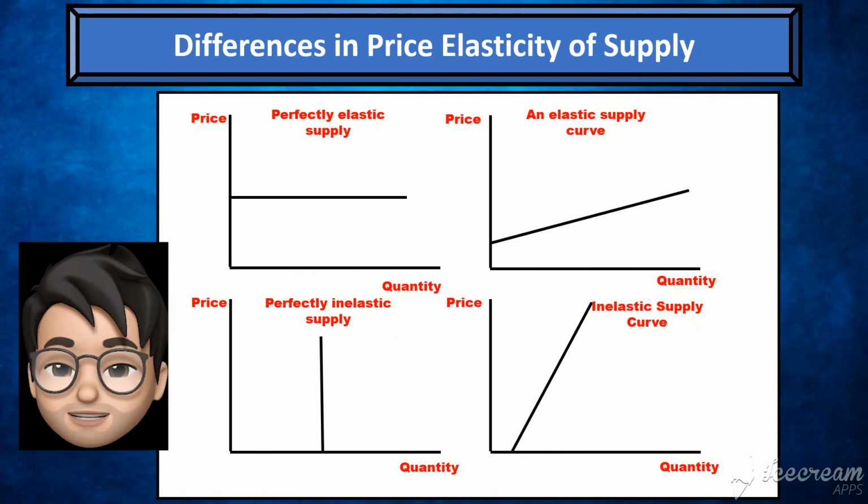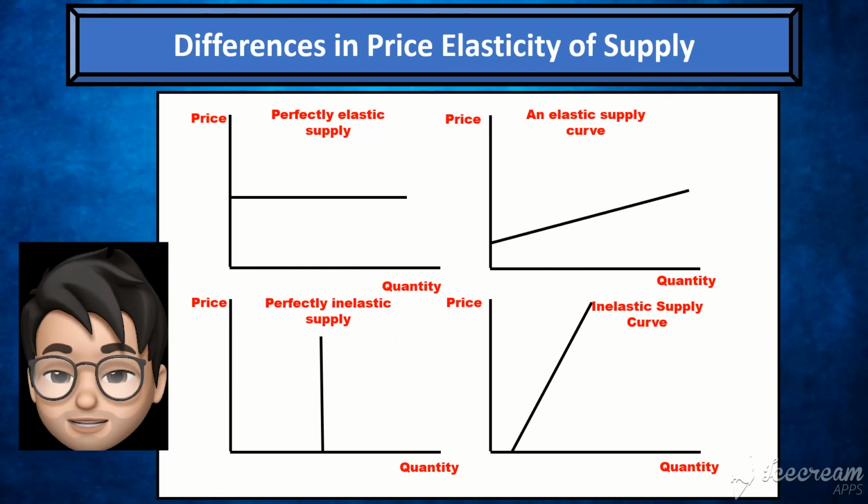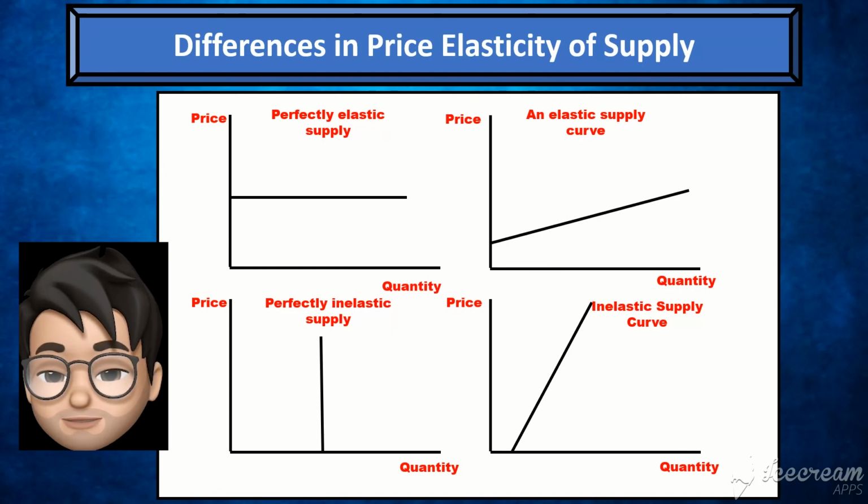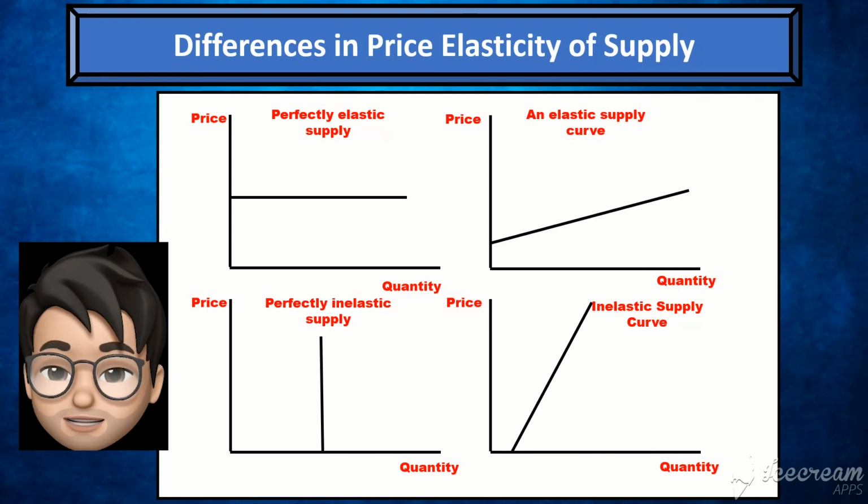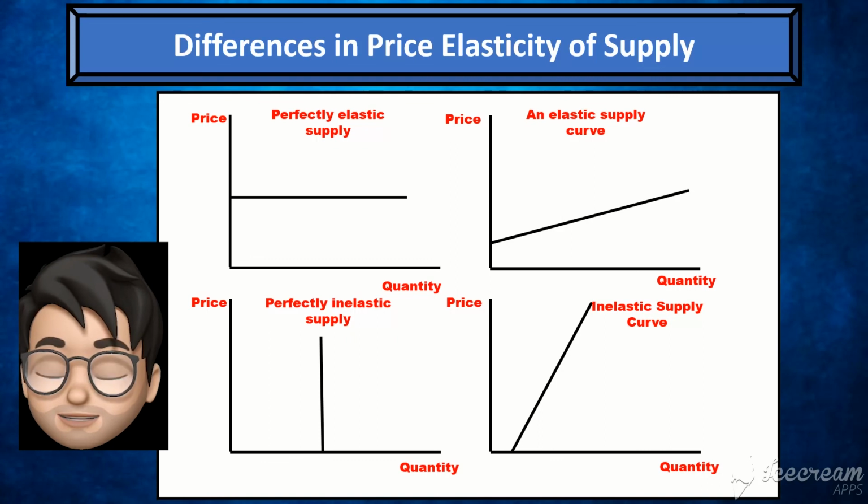So here you can see the differences in price elasticity of supply. Firstly, you can see perfectly elastic supply and perfectly inelastic supply. Thirdly, the elastic supply curve and inelastic supply curve.